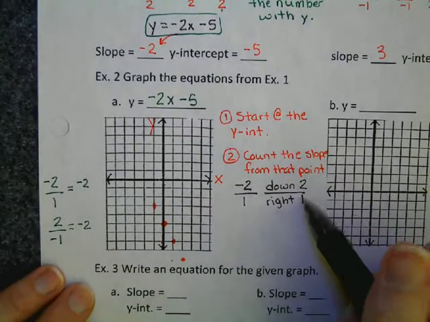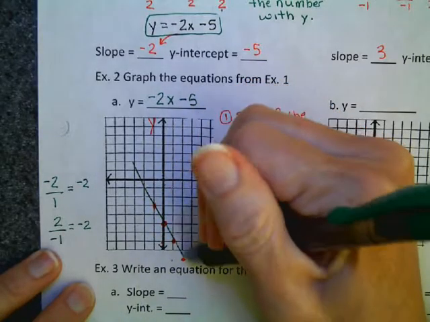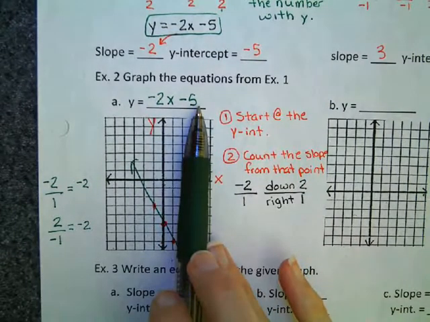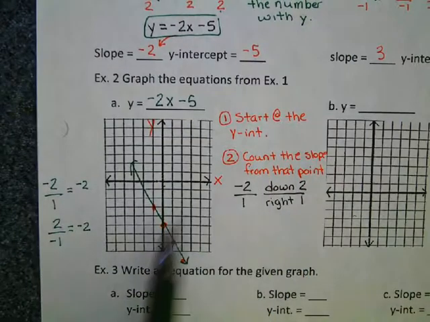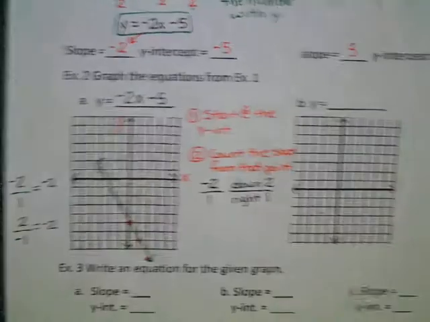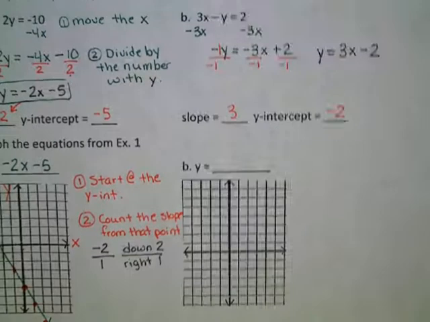So that's why you can do the opposite of this. Instead of going down 2 and right 1, you could go up 2 and left 1. It continues that same pattern so we can see where the line would be. So start at your y-intercept, then count your slope from that point. From the y-intercept, I went down 2 over 1. Let's try the next one.